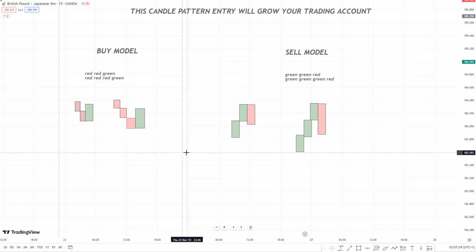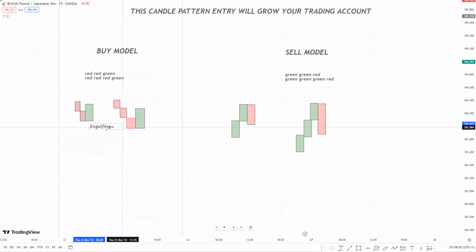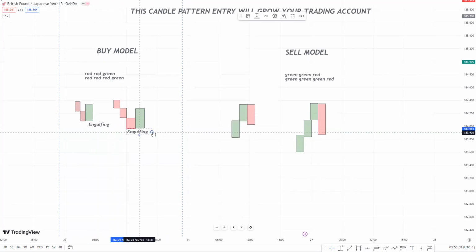So the sell and buy model are of two types. For the buy model, we have red candle, green, but this green must be an engulfing. Very important, it must be an engulfing. Let me spell it out. Engulfing just means it covers the previous candle. You understand? It covers the previous candle.